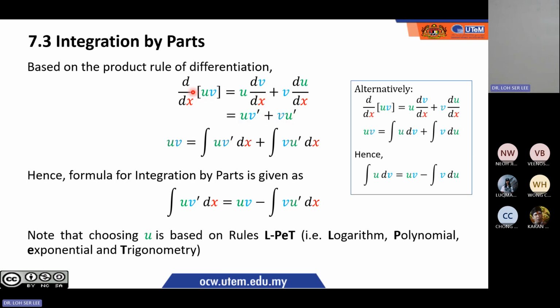Okay, this is d(uv) over dx. So when we move this dx to the right, this one you have a dx, this one you also have a dx. When you have dx, that means you have this integral. Okay, so this one when you move, you have only uv. So from here we just rearrange. Okay, you get this formula for your integration by parts.